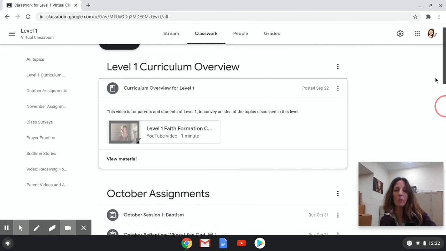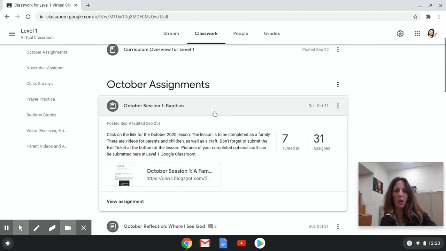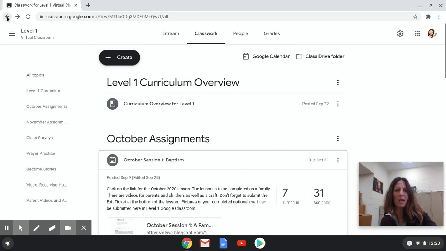Well, after you complete an assignment, you can click turned in. Here, this is my end, and I can see how many people turned it in. And I can also go to a chart where I can see who turned in what. So when you hit turned in, I know you went through the assignment with your child.